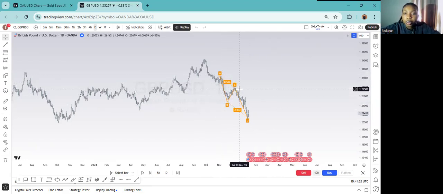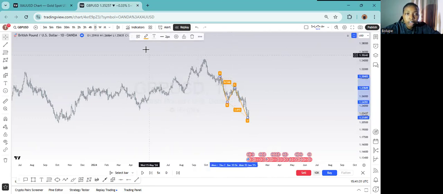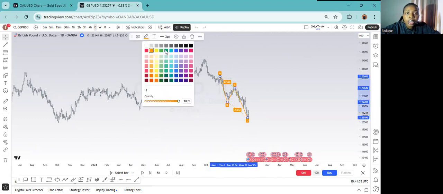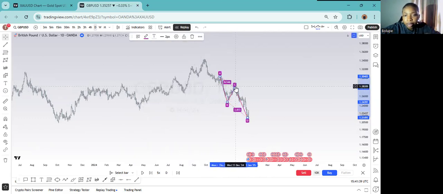So we have lower low, lower high, and then lower low. Now that is on a daily. So I'll make this purple. That is a downtrend. If we're going to enter this trade, you're going to enter right here and then take the trade, right? That's a downtrend.